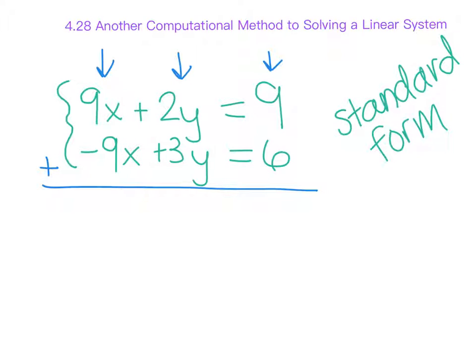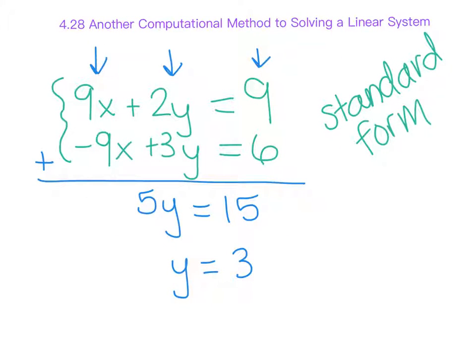9x minus 9x gives me 0. 2y plus 3y gives me positive 5y. And then 9 and 6 make 15. Well, I don't actually need this x portion of the problem. If 5y is 15, y equals 3. Now that I know y equals 3, I can solve for x.